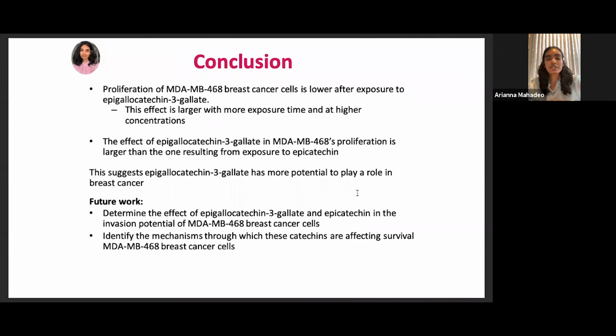So from my research, I can conclude that the toxicity of MDA-MB 468 breast cancer cells to Epigallocatechin 3 gallate increases with more exposure time and has a higher toxicity than to Epicatechin. This suggests that Epigallocatechin 3 gallate might be a good anti-cancer agent and may be used as possible treatment. Future studies would have to address how Epigallocatechin 3 gallate induces cell death, and additional experiments would have to be done to investigate how these catechins affect triple-negative breast cancer cells.